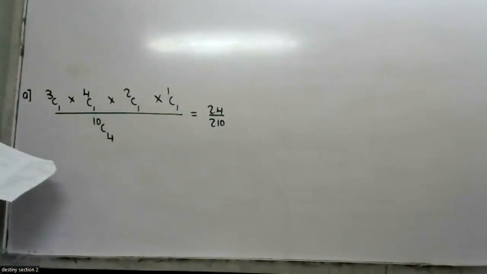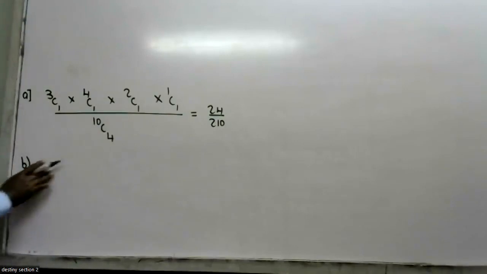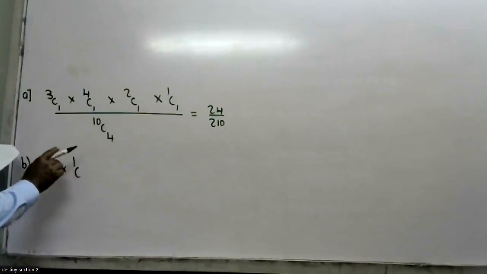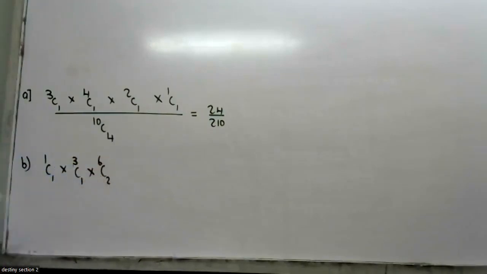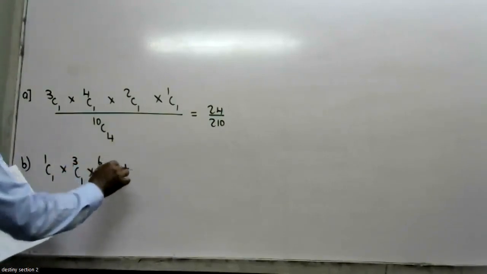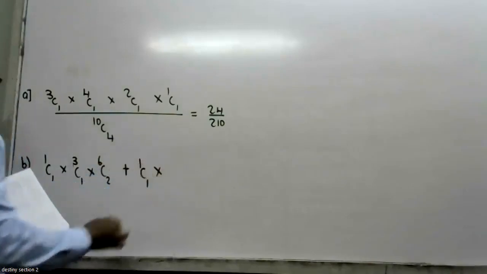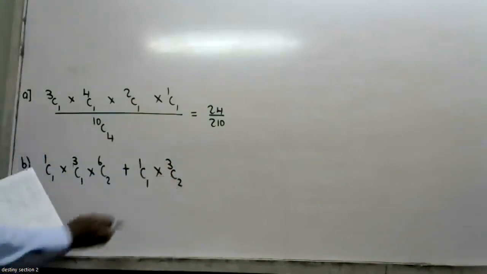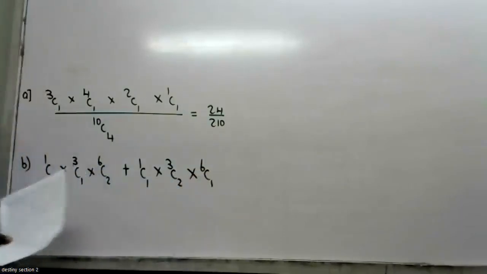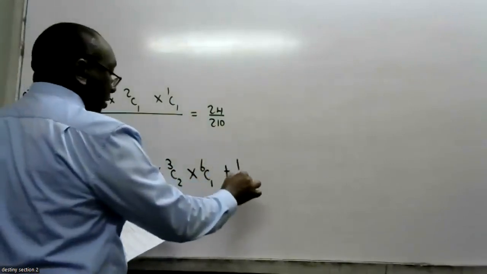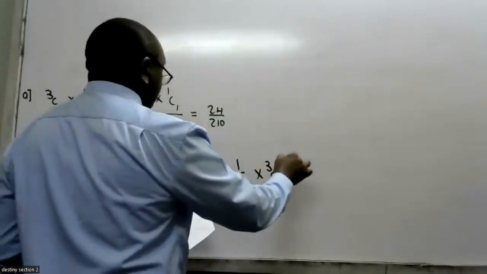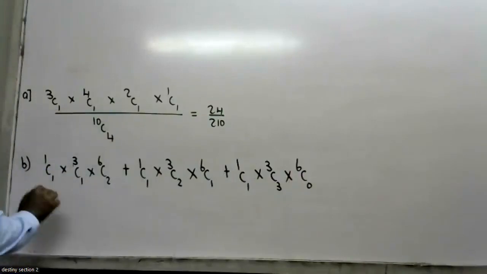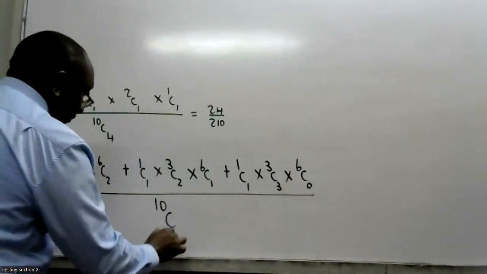Then the second one is the committee will consist of a doctor and at least 1 economist. So from the doctor, you get 1 and at least 1 economist. There are 3 economists, so from 3 you choose 1, and from the other 6 you choose 2. All, when you say all, it becomes plus. 1 doctor, choose 1. Then from the 3 economists, we choose 2, and from the 6 others, we choose 1. All, from the 1 doctor, we choose 1, from the 3 economists, we choose 3, and from the 6 others, we choose 0. Then all this, we divide by 10 choose 4.